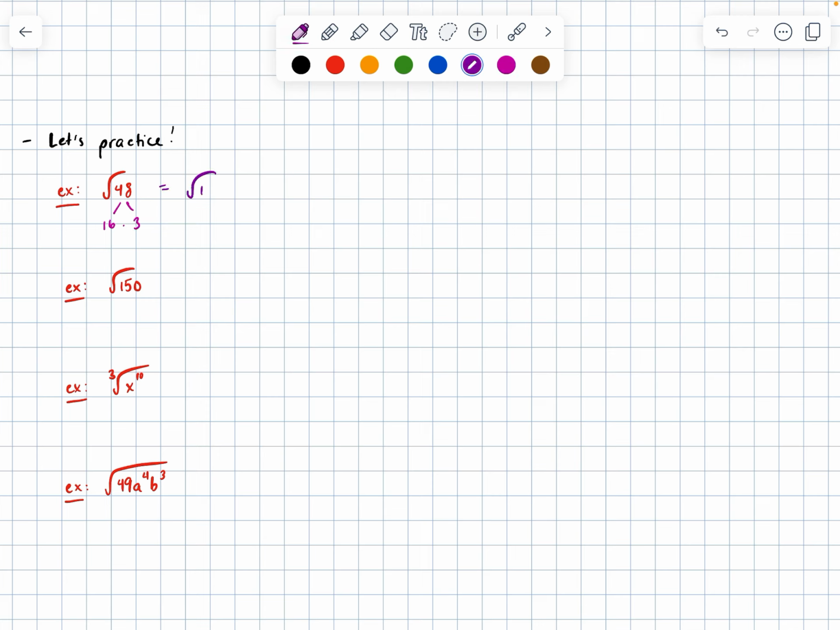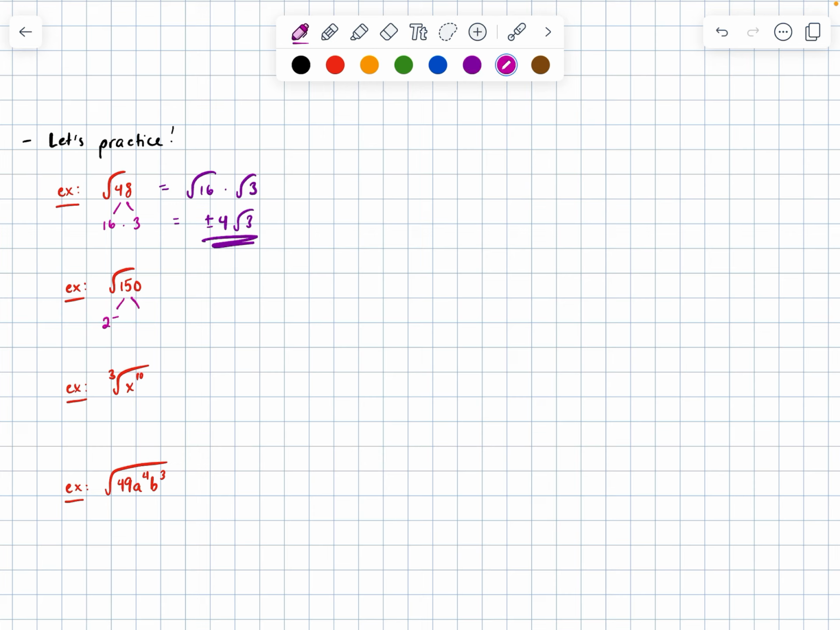Well, 16 is a factor of 48, and it is a perfect square. So by the product property, I can rewrite 48 as 16 times 3. The square root of 16 I know is plus or minus 4. The square root of 3 I cannot simplify further. I will just leave it as root 3. Smush it up against that 4. Plus or minus 4 root 3 is my final answer.